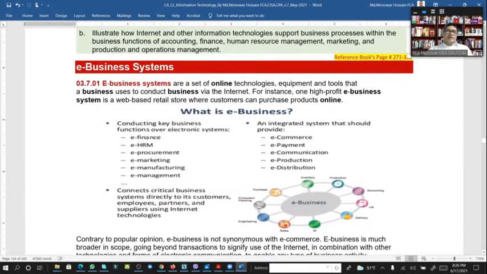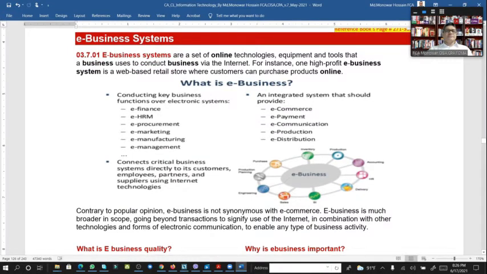If we see the e-business system, it is a set of online technologies, equipment, and tools that a business uses to conduct business via the internet. For instance, a high-profile e-business system is a web-based retail store where customers can purchase products online. So we know what e-business is.